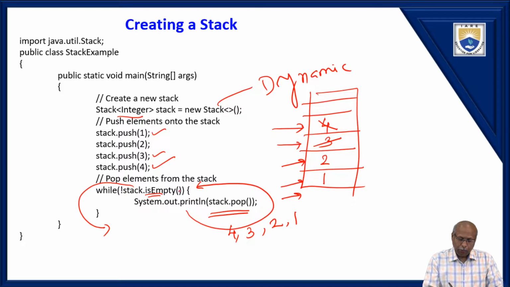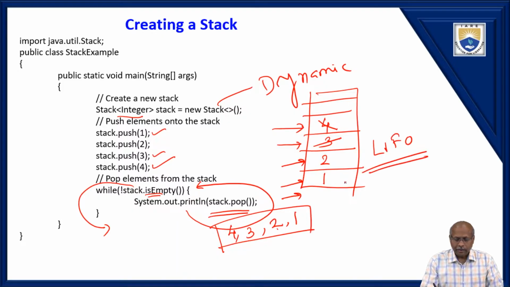If you run this program, you will get the output 4, 3, 2, 1. First 4 will come, then 3, then 2, because this follows the last in, first out principle. You have actually stored 1, 2, 3, 4, but while getting, you are getting 4, 3, 2, 1. Whichever element is inserted last will come first, then 3, then 2, then 1. So it goes in an order.